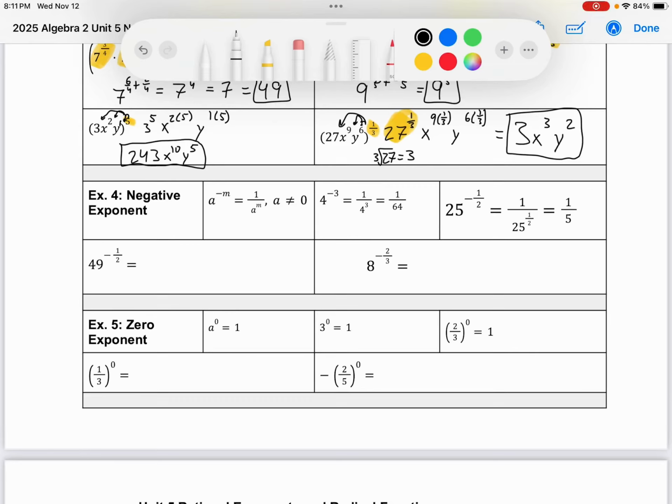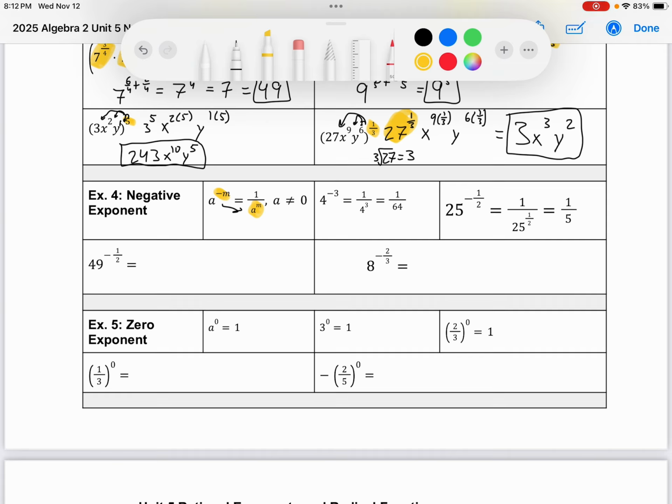Okay, example 4, we're looking at negative exponents. Basically what a negative exponent does is just takes what we have to the bottom of a fraction, or if it was already on the bottom, we'll look at this later, it will take it to the top. So it just changes what part of the fraction it's on. So a to the power of negative m moves it to the bottom of the fraction and makes it 1 over a to the power of m.